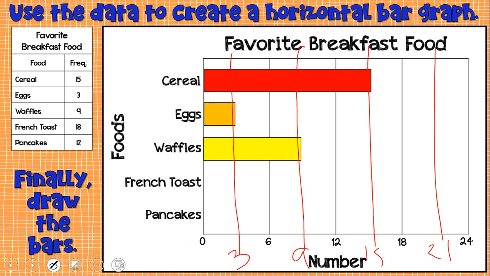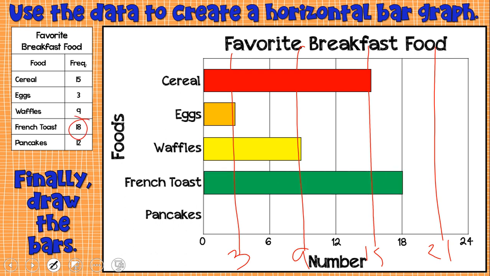So eggs was 3, waffles was 9, French toast is 18, so that goes all the way to the line, and then pancakes was 12, and that is your horizontal bar graph.